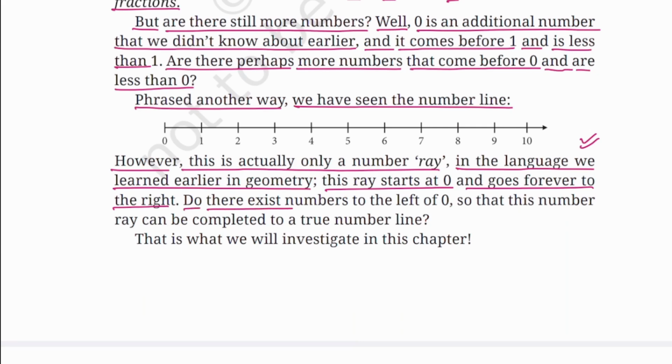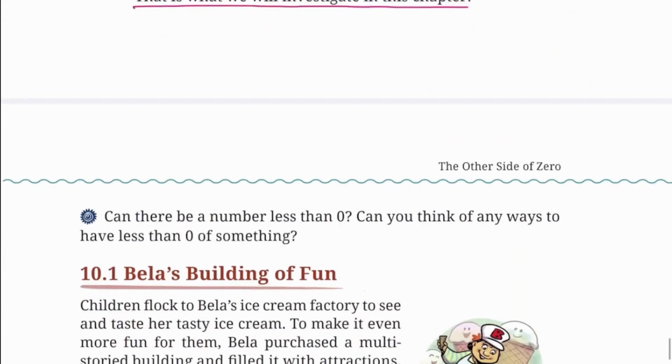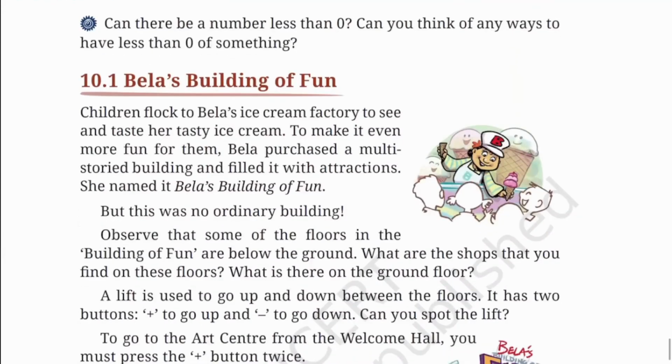Do there exist numbers to the left of 0 so that this number ray can be completed to a true number line? That is what we will investigate in this chapter. Can there be a number less than 0? Can you think of any ways to have less than 0 of something? Let's see.